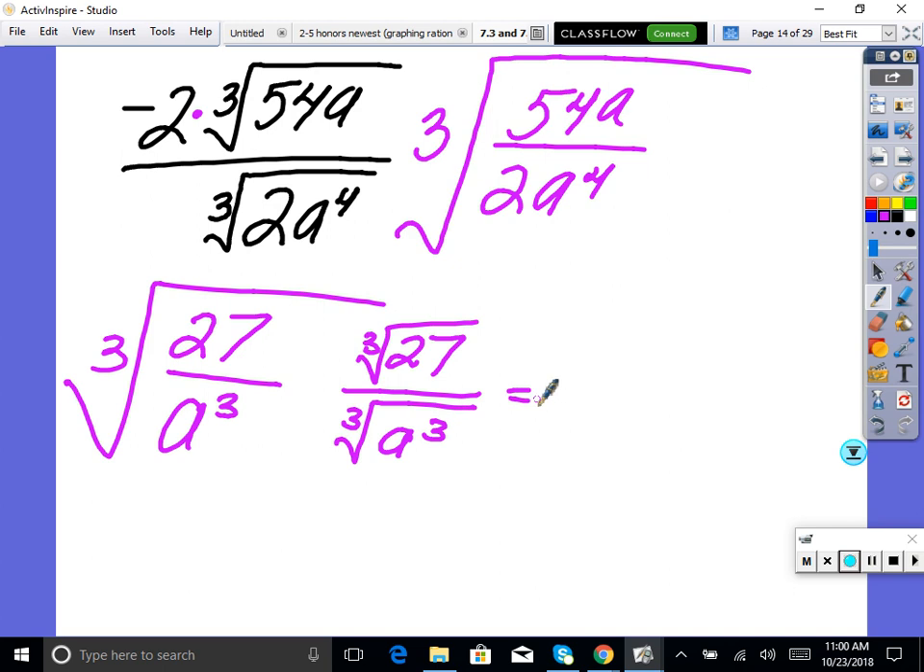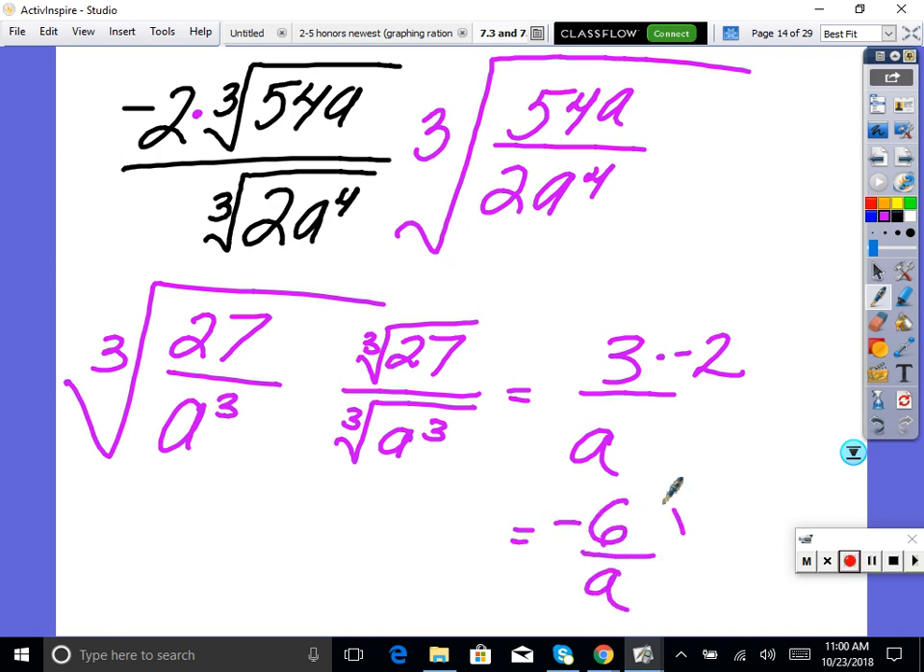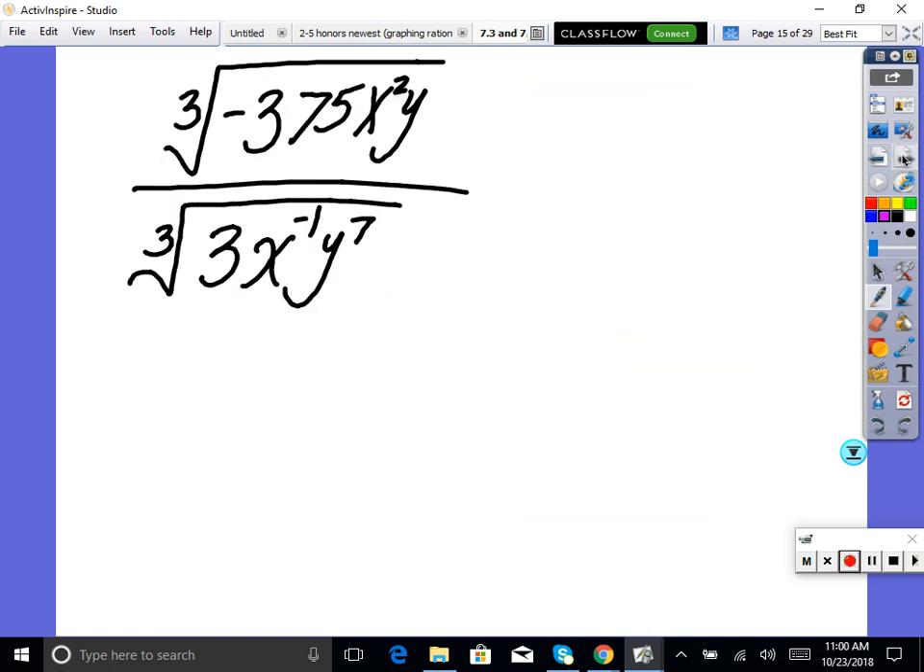So the top had a 3, right? Cube root of 27 is 3. The bottom is a, and then we just can't forget in the top there was also times -2. So our final answer is -6 over a. Oh, I like this lesson. Yeah, it's pretty straightforward.